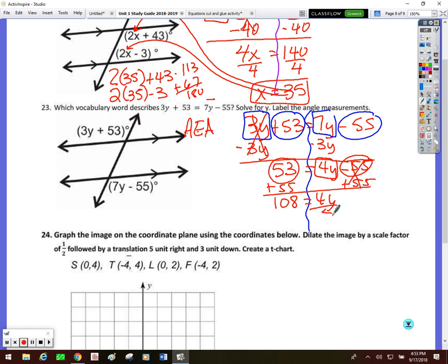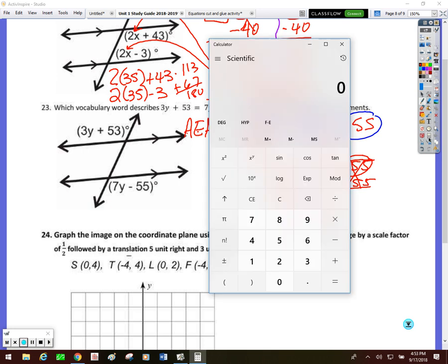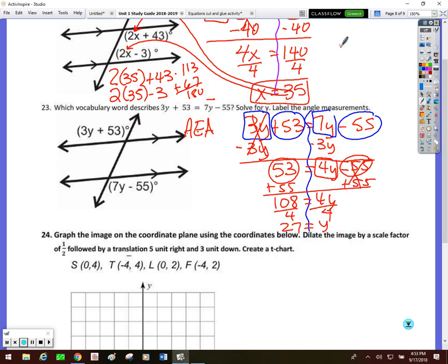108. And then if I divide by 4, I should get y is equal to 27. Okay? All right, let me make sure just to be safe. 108 divided by 4 is 27. Now if I go back over and plug this in, when I plug it in right here and right here, my numbers should come out the same because we said these were alternate exterior angles, and alternate exterior angles are congruent. So if I go 3 times 27 plus 53, let's see what we got here.